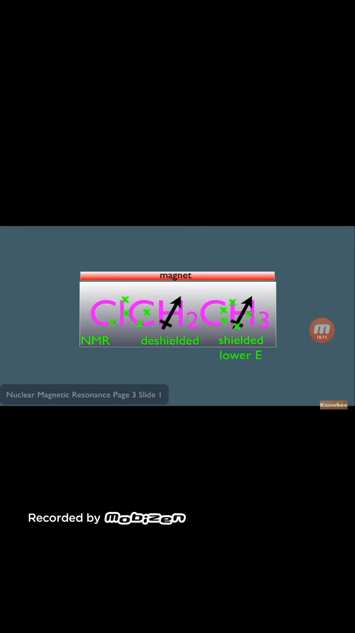And again, if you're a more de-shielded H atom, then it takes a higher amount of energy to bring you into resonance. So, what would the H-NMR spit out as its data for this sample molecule?